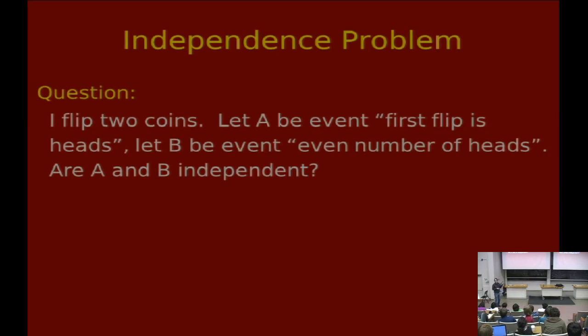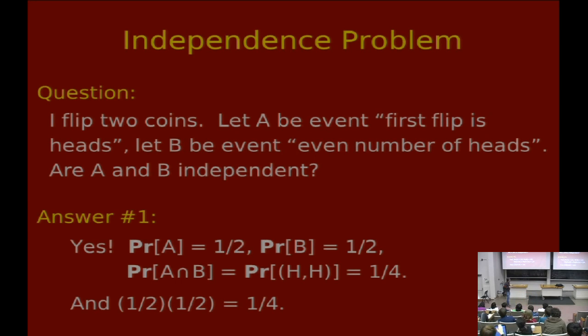Well, it doesn't look like they're independent, right? At an intuitive level, A depends on what happens with the first flip, while B depends on what happens with both flips. So it doesn't look like they're independent. So that would be the answer. Oh, sorry, that would be the reasoning. But actually, the answer is they are independent. And here would be the proof.